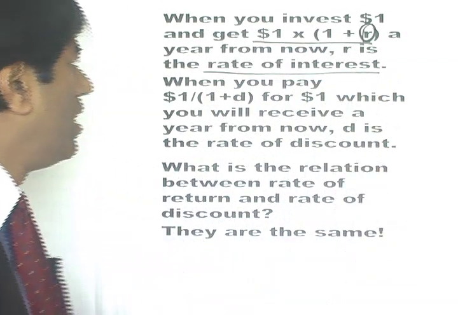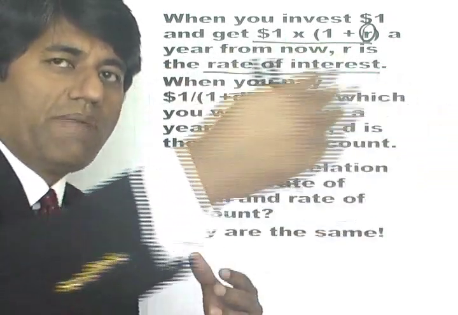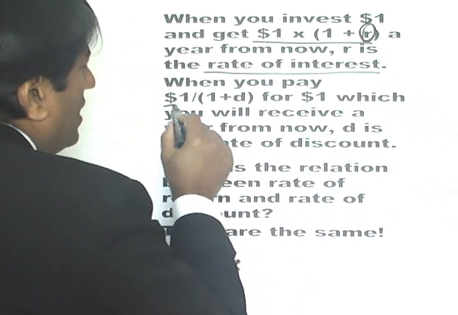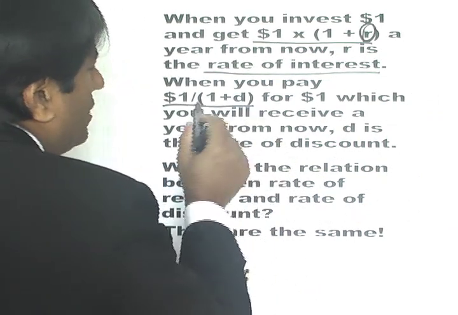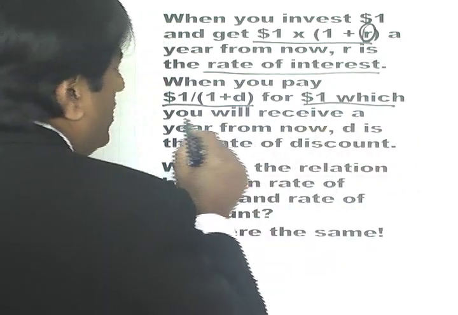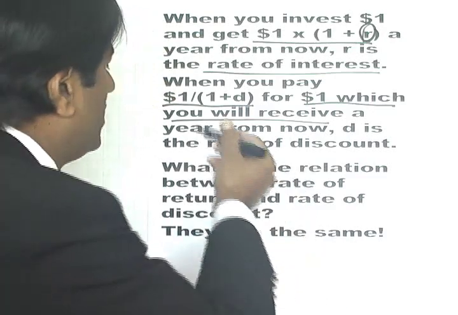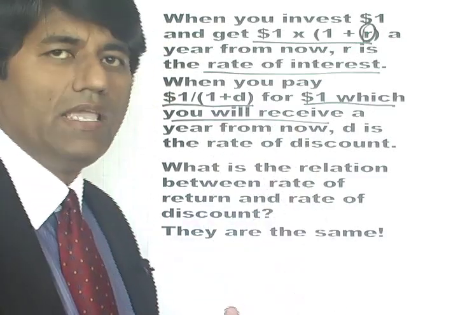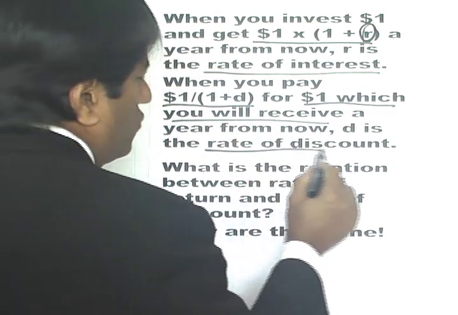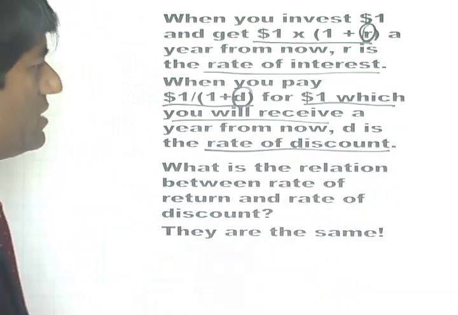Similarly, when you bring money from the future back to the present, for example, you pay $1 divided by 1 plus D for $1 which you will receive in the future. So today's value equals $1 divided by 1 plus D. That D is called the rate of discount.